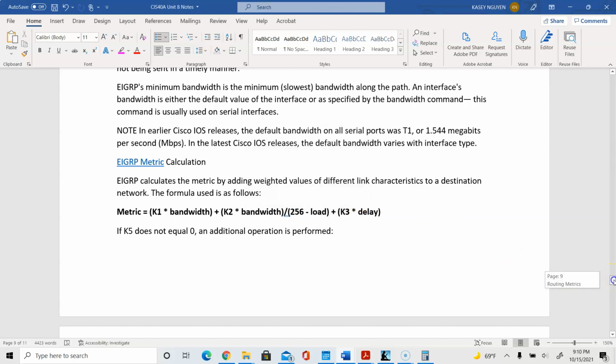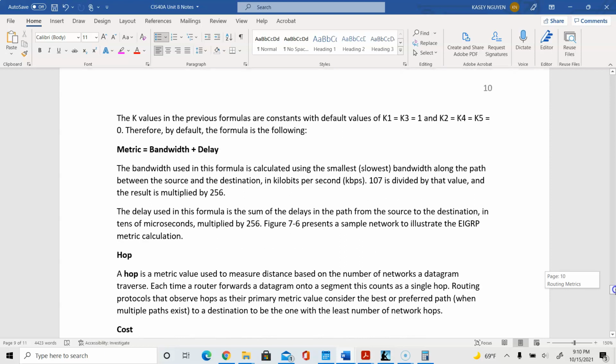So now we're going to look at the metric, where you would also have bandwidth and delay. And bandwidth is used based on the formula. When we're looking at the bandwidth and the delay, we want to use the formula to sum up the delays in the path, and that will be stored into the metric for evaluation.